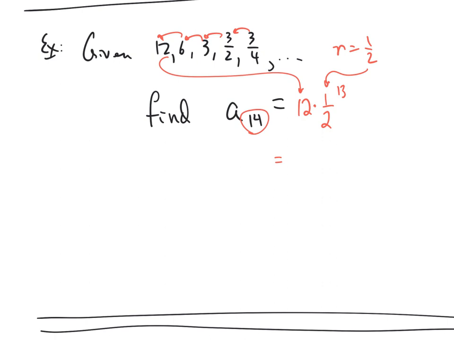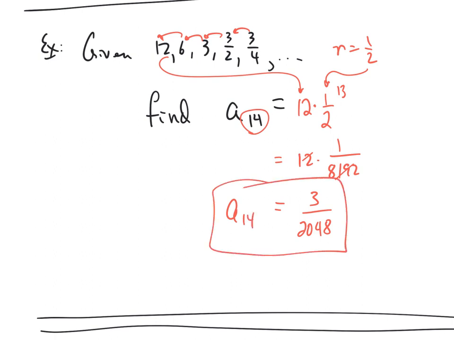And I'm actually going to write this one out this time, just so everybody can see it. It's going to be kind of an ugly fraction. It's going to be 1 over 8,192. And then I believe, if I'm doing that right in my noggin, we could cancel a 4 top and bottom. So we could cancel a 4 top and bottom, and we'd be left with 3 over 2,048. So the 14th term would then be this kind of crazy fraction, 3 over 2,048.